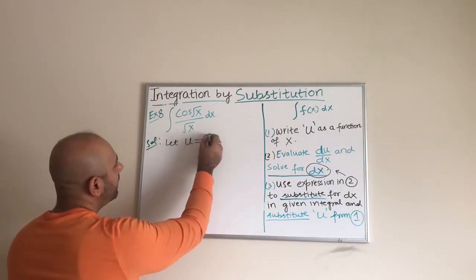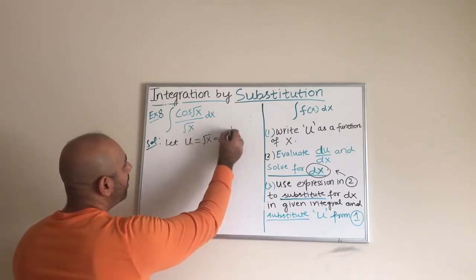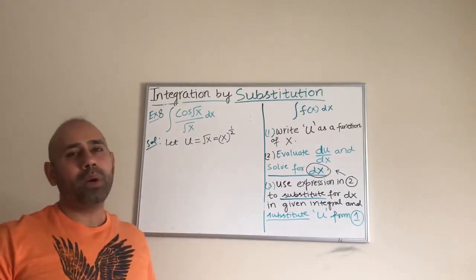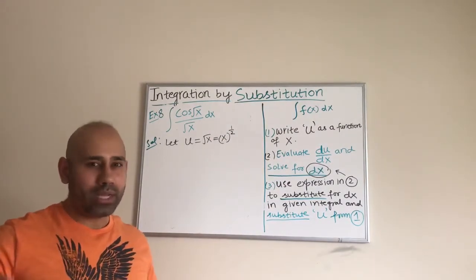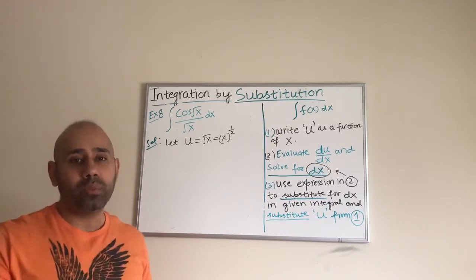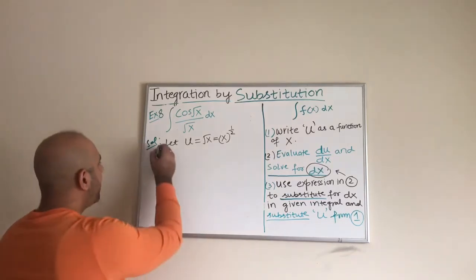Instead of radical x, that's fine, we can leave it like that, or we can write it as x to the power 1/2. I would rather rewrite that as x to the power 1/2, because in the next step we have to write the derivative, and in order to write the derivative we want to have an exponent so that we can easily use the power rule. Okay, now step number 1 done.